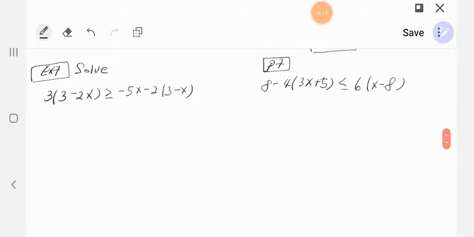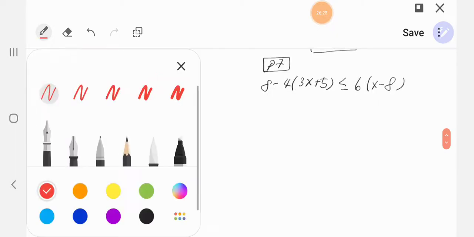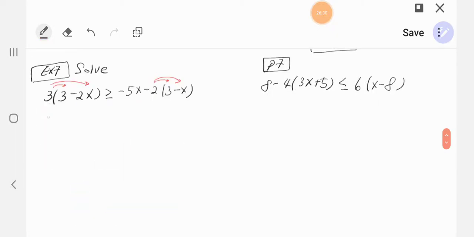Okay, let's try example 7. Okay, this one has a parenthesis. So if we have parenthesis, then what do we do? Clear the parenthesis by doing what? Distribution. Okay. All right, so 3 times 3 is 9 minus 6x. 3 times 2x is 6x greater than negative 5x. Okay, 3 times negative 2 is negative 6. Negative x times negative 2 is positive 2x.